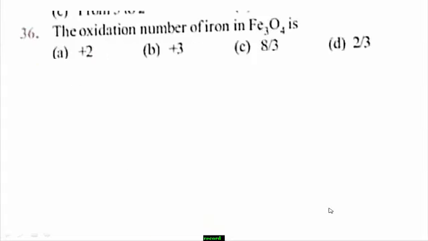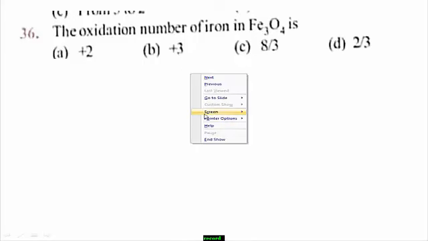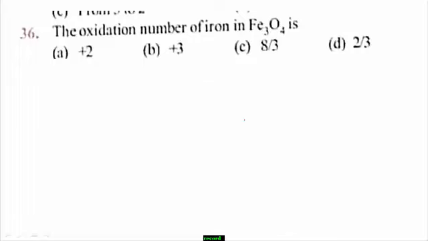Next, question number 36. See the question carefully: the oxidation number of iron in Fe3O4 is. The given options are option A +2, option B +3, option C 8/3 and option D 2/3. Let's calculate the oxidation state of iron in Fe3O4.